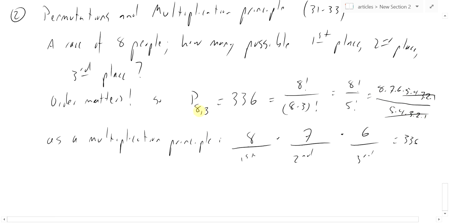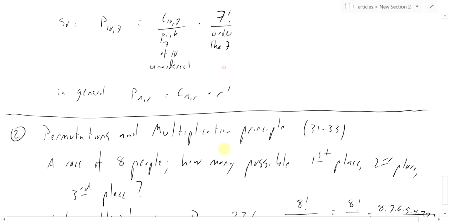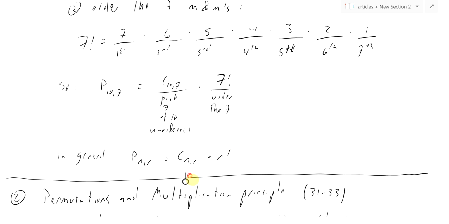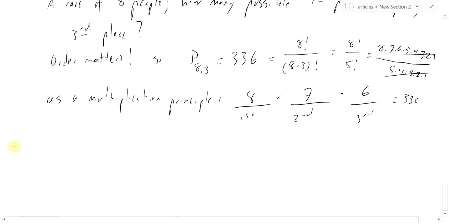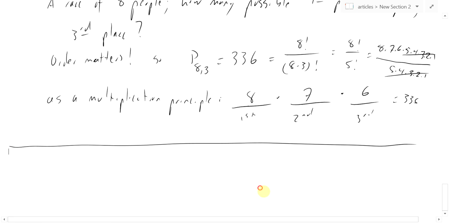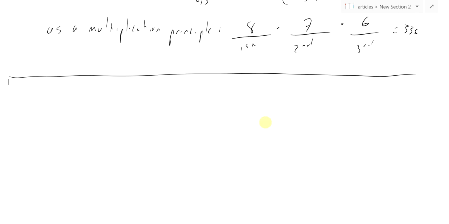So permutations, if you're wondering where these formulas come from, come straight from the multiplication principle. Combinations come from knowing the formula for permutations and then using this factor to get that formula. There's not a whole lot to permutations because it's really just the multiplication principle, and knowing that if it matters what order you come in, then you use permutations.